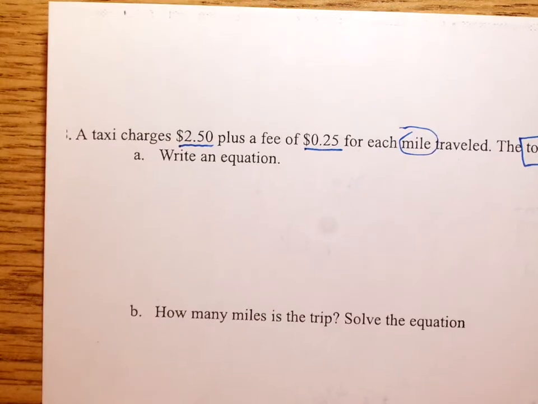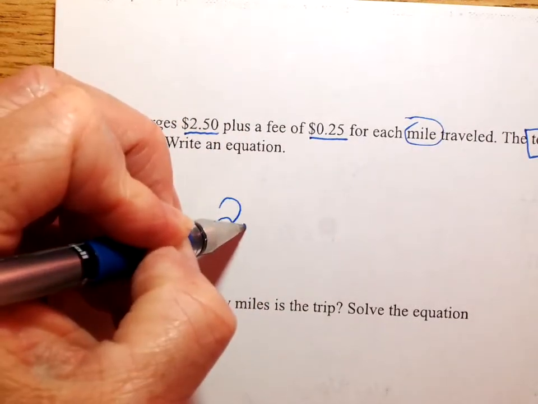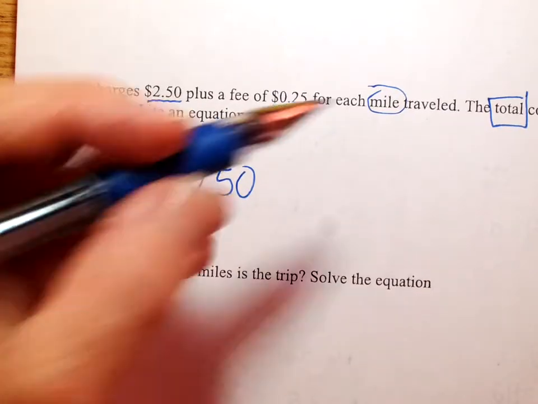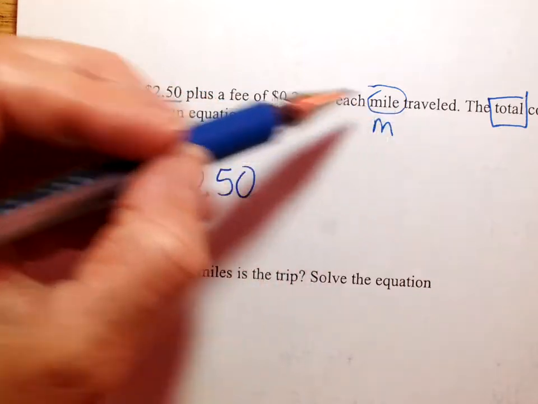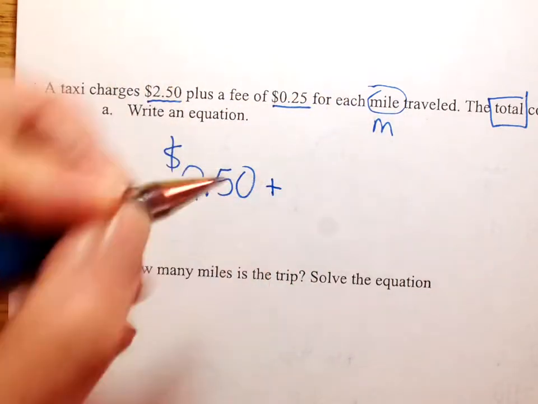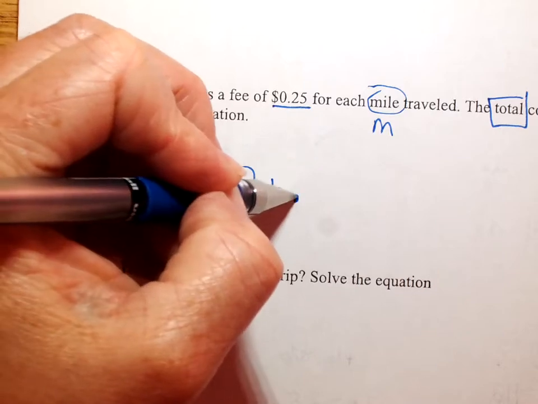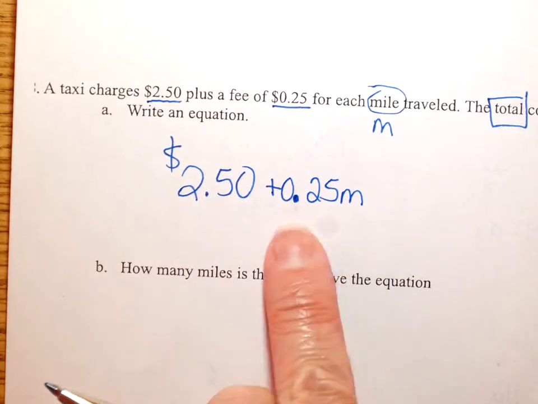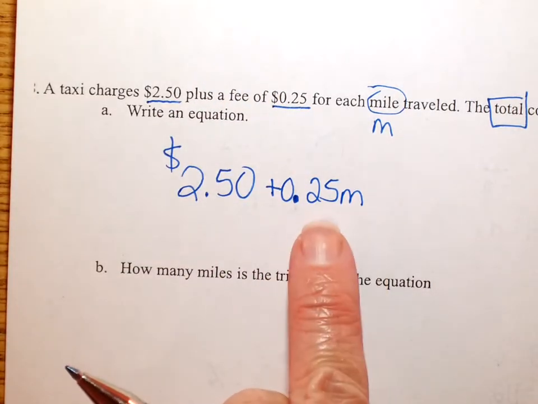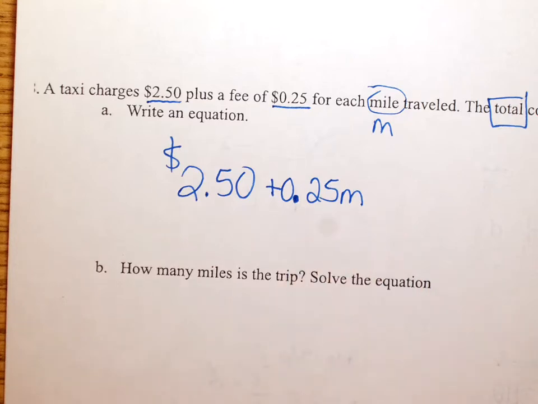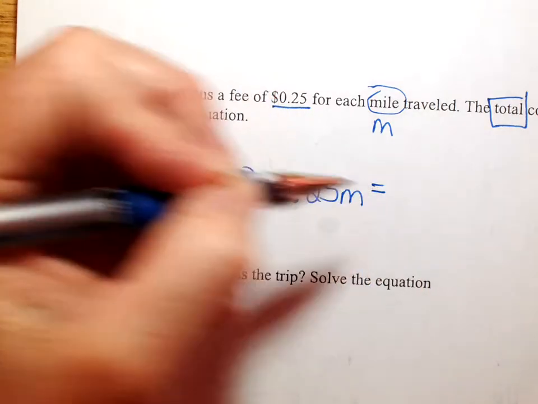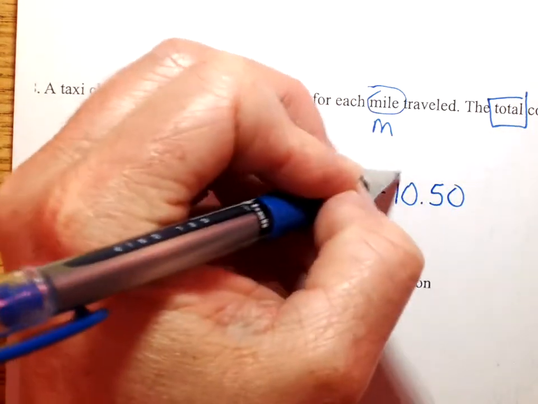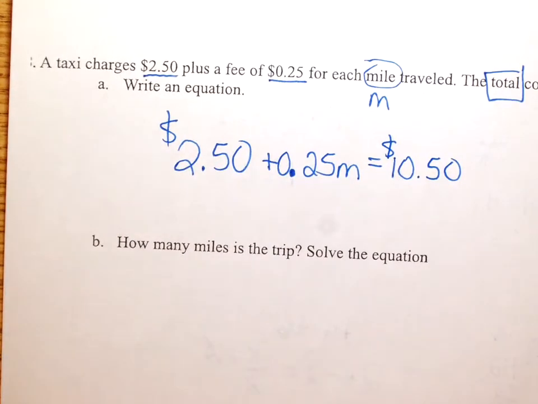Okay, now let's check what you have. So just to get into the taxi, it's $2.50. Then for each mile, I'm going to use M to represent each mile. So added to this, just to get in the taxi, I have to pay 25 cents for each mile. That's multiplication here, because I'm adding groups of the same thing. For each mile, I have to add another 25 cents. And it's the whole trip totaled, or is equal to $10.50. Okay, did you come up with that equation?